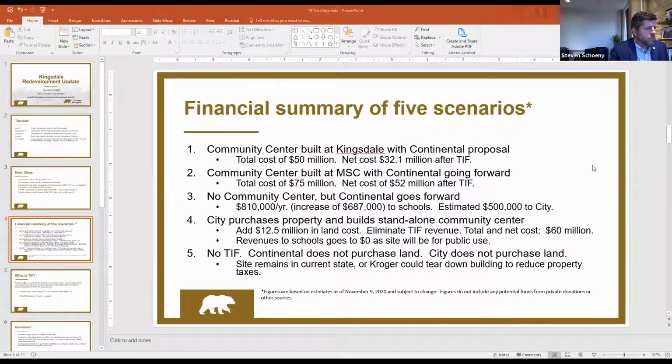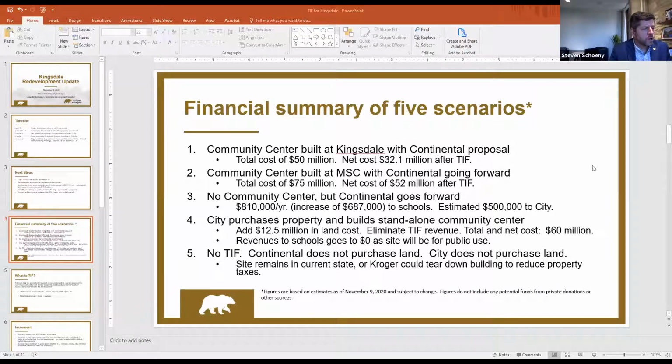These are round numbers, but the community center built at Kingsdale with Continental, let's call it 50 million. The TIF is going to generate just under $18 million, and so it's a net cost of 32. If you look at the community center built at the MSC with a Kingsdale project going forward, going back to the numbers that Nan and the team did earlier, it's about a $75 million building here. The TIF goes up a little bit because you've got more private development at the Kingsdale site that we can use to finance here. And so that gets us to a net cost of 52 million.